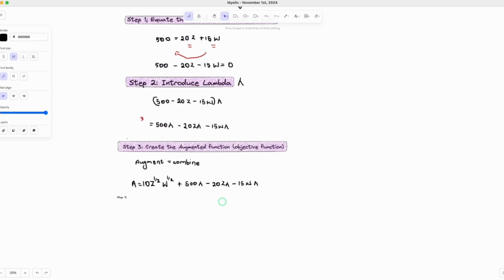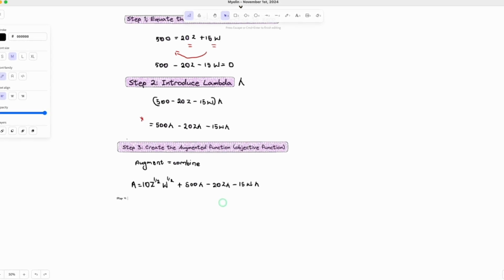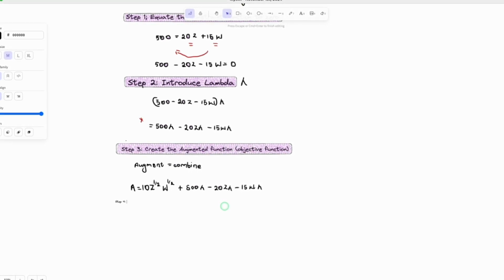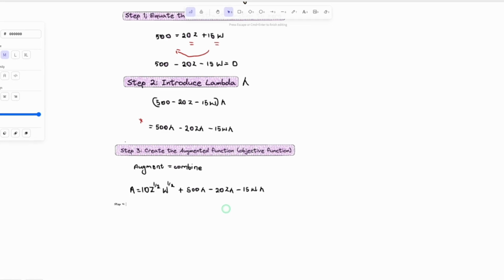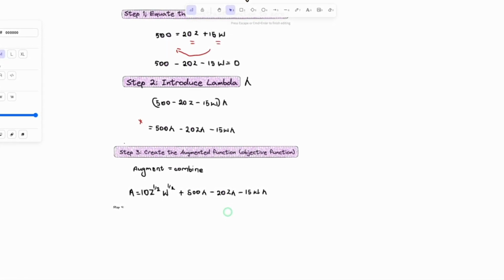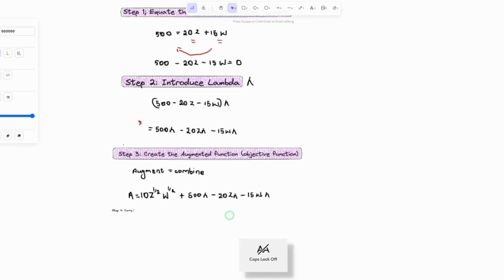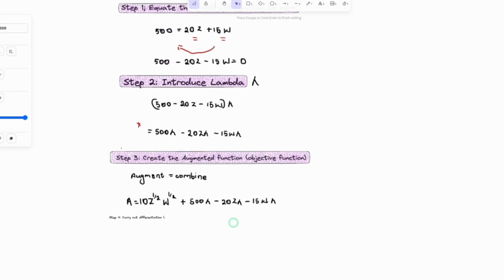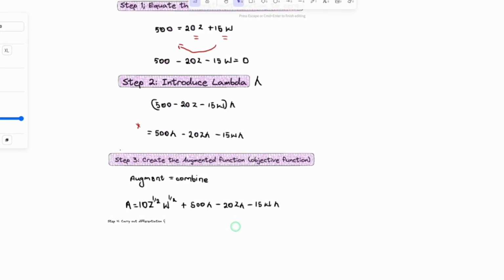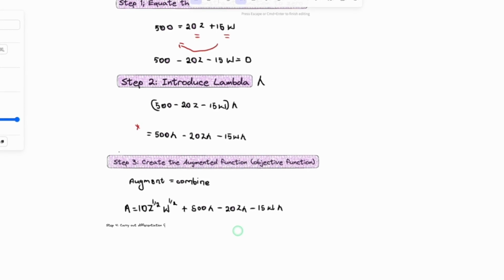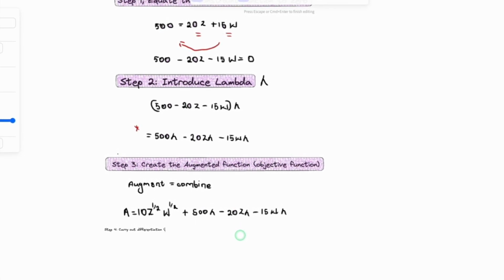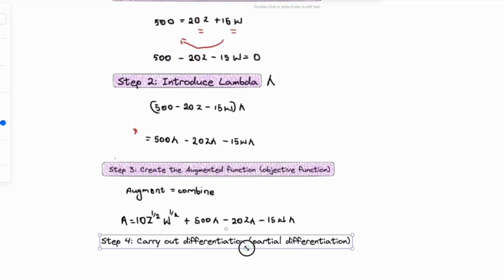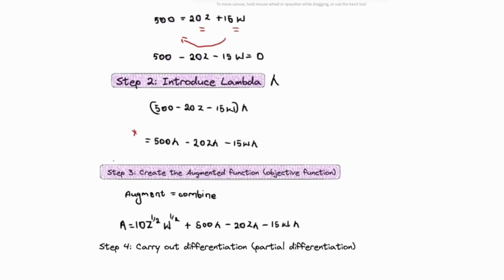Now recall earlier that I was telling you that we need to differentiate. So what do we need to differentiate exactly? What we're differentiating is what we've just come up with, the augmented function. So our next step is carrying out differentiation. Our particular equation deals with several unknowns, and when you're dealing with several unknowns, we normally carry out a differentiation method known as partial differentiation.